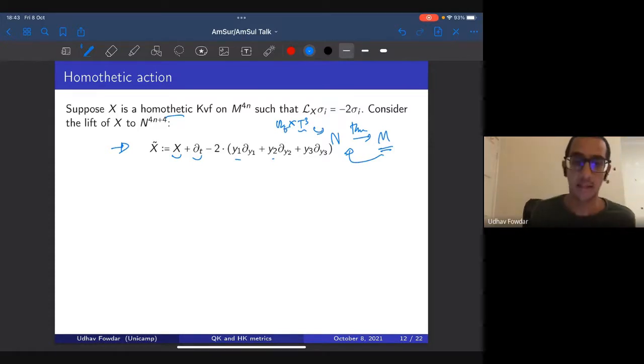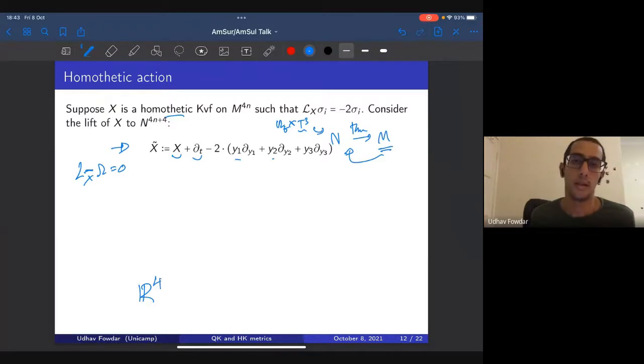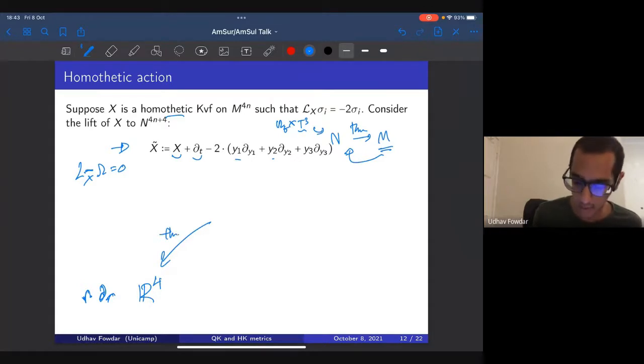And it turns out that this vector field, which I've just defined, is a Killing vector field on the total space and preserves the Quaternion-Kähler 4-form. So this means that you can take a Quaternion-Kähler reduction again. Let me illustrate that with an example. Let's say you start with R4. Now R4 has a homothetic Killing vector field coming from the Euler vector field. Earlier I told you from the theorem, if you apply the construction, then you're going to get the hyperbolic quaternionic space.